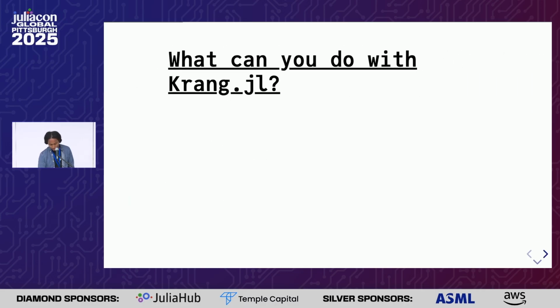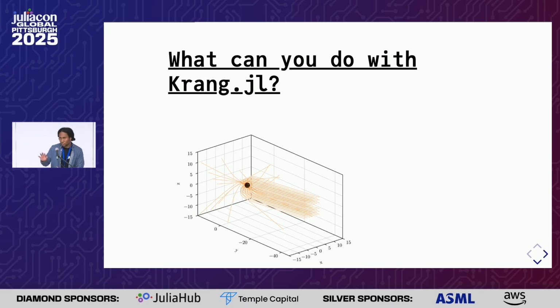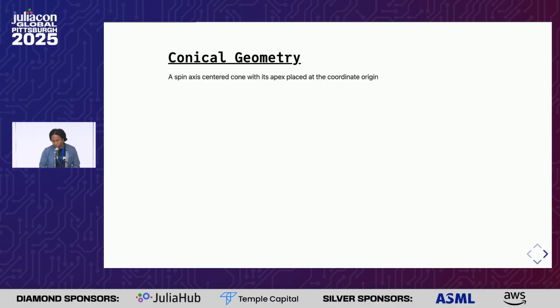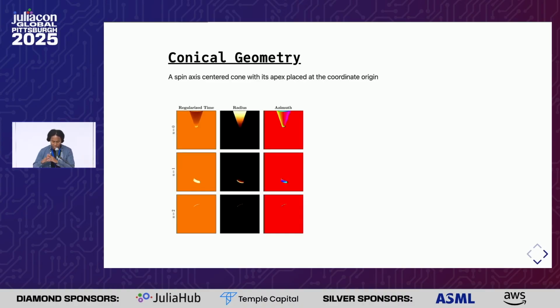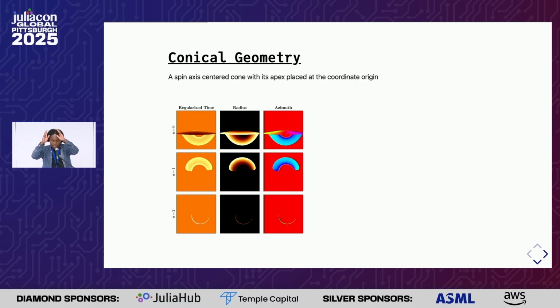Okay, so what can you do with Krang? This is an image showing some rays that are coming in and landing at an observer looking at the black hole from a nearly equatorial view. Let's look at the conical geometry that I mentioned first. The conical geometry is a spin-axis-centered cone with its apex placed at the coordinate origin. This shows what happens if you take that cone and open it up around the black hole and then close it out on the other side. This is what it looks like when ray traced.